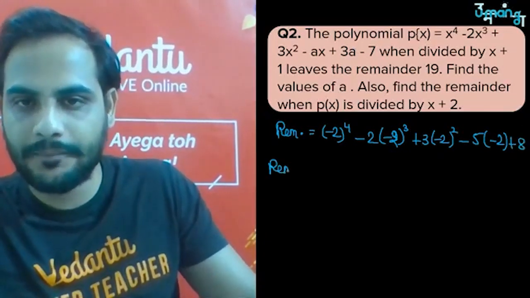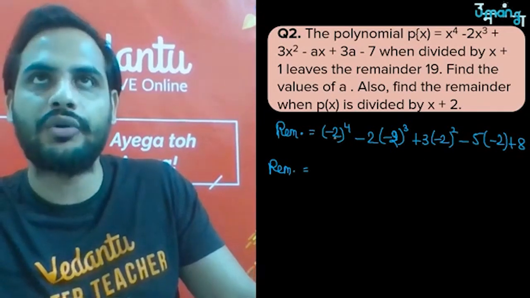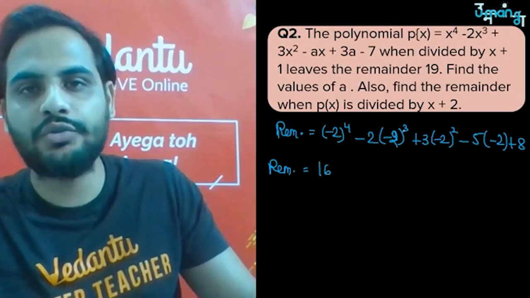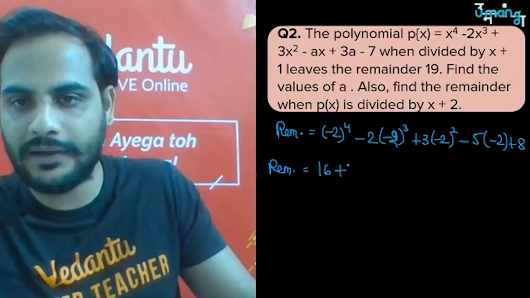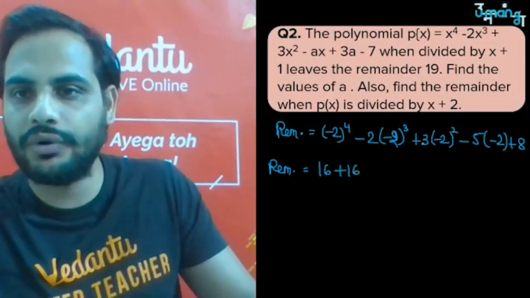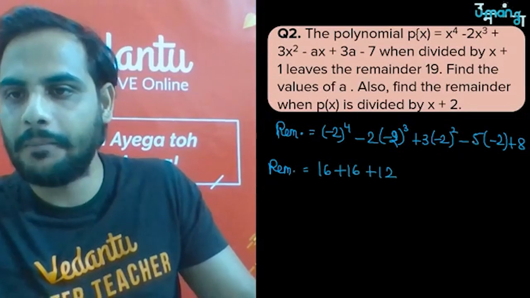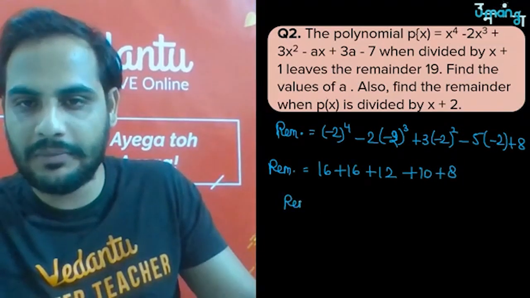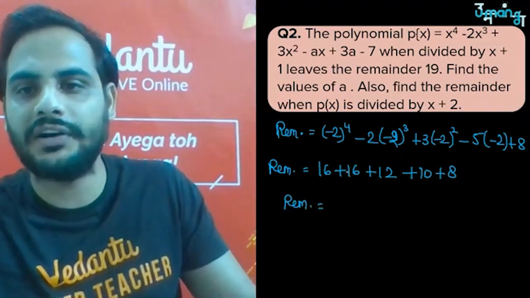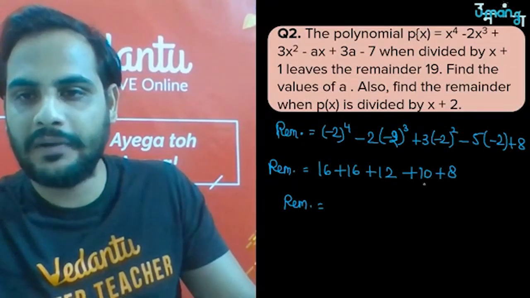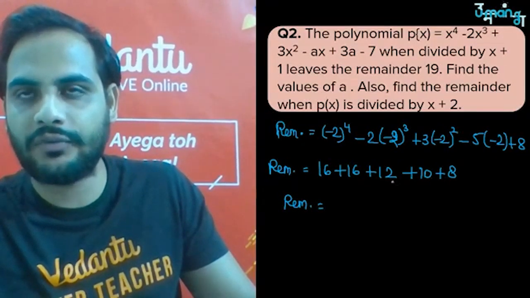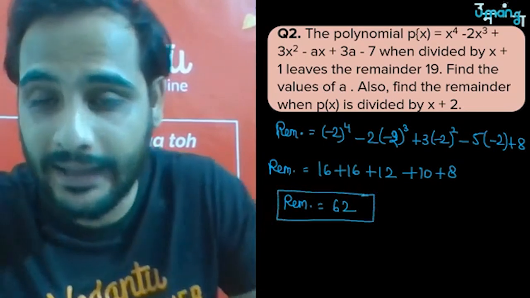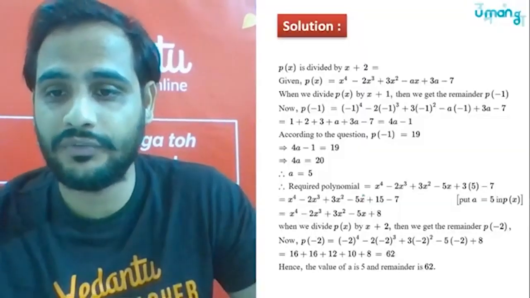So your remainder will be equal to minus 2 raised to the power 4, so 2, 4, 8, 16. Right? So 16. Now minus 2 cube is minus 8. Minus 8 into minus 2 is again plus 16. Minus 2 square is 4, 4 threes are 12. Minus 5 into minus 2 is plus 10, plus 8. So your remainder will be equal to 16 plus 16 is 32, 32 plus 12 plus 10 is 20, 32 plus 20 is 52, plus 10 is 62. So when you divide this by x plus 2, your remainder will be equal to 62.